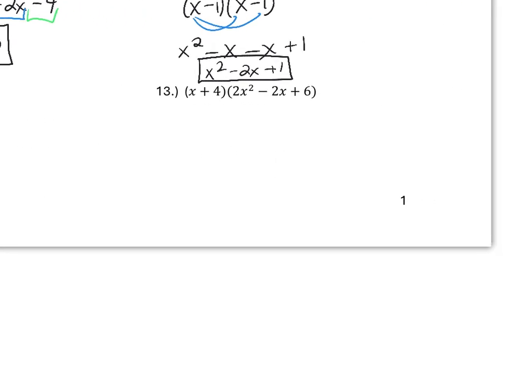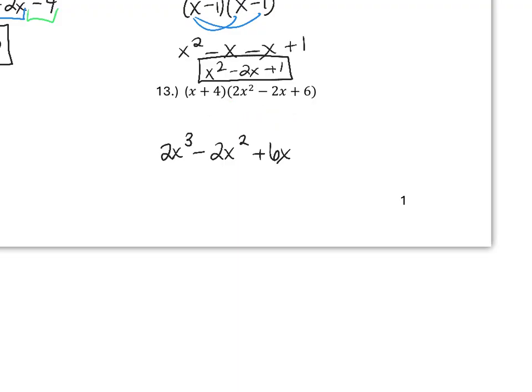Okay, when we have a binomial times a trinomial, first, we are going to distribute the x into every term. So multiply each term by x: 2x to the third minus 2x squared plus 6x. And then we're going to erase the red. Then we're going to distribute the 4 into every term.